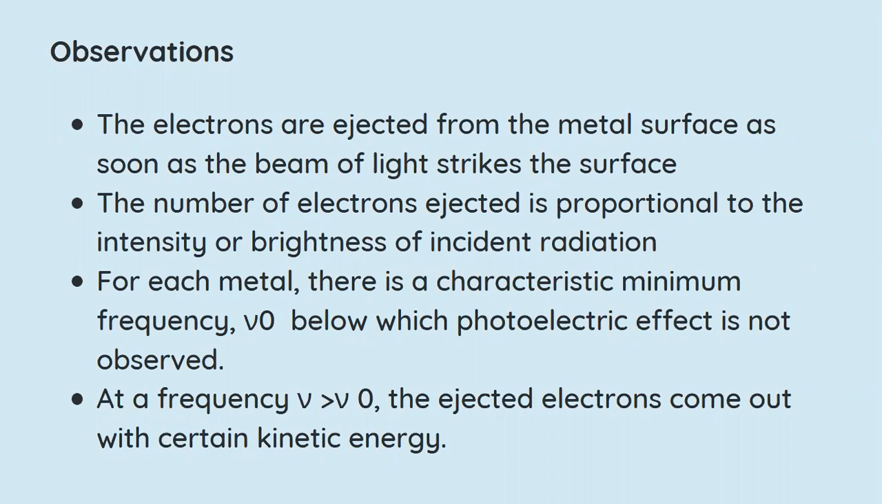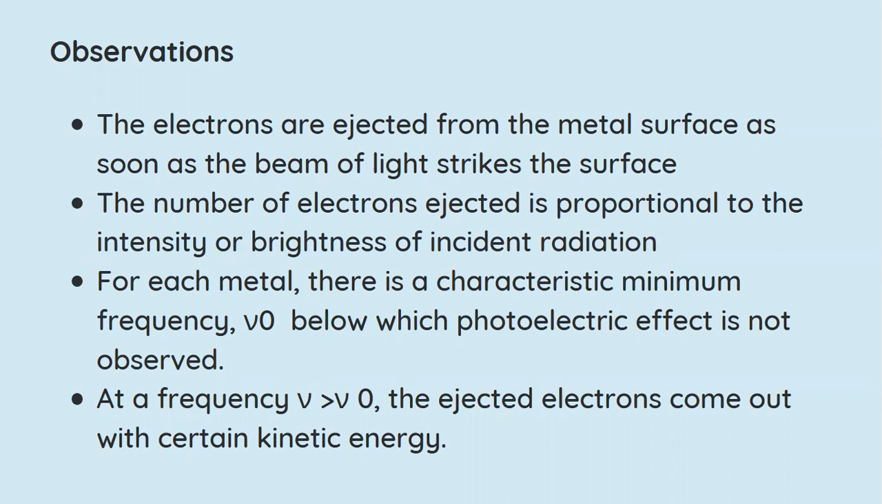First of all, the electrons are ejected from the metal surface as soon as the beam of light strikes the surface. This means that the moment light hits the surface, electrons are ejected out. In essence, there is no time lag between the hitting of the light beam and the ejection of the electrons.